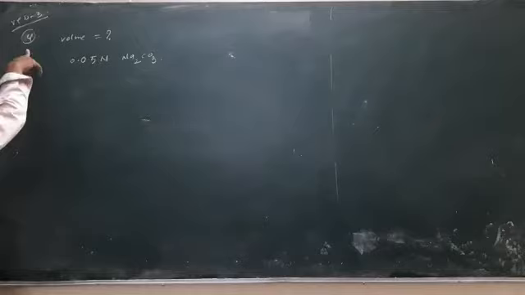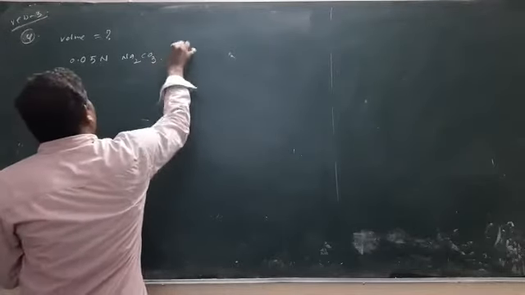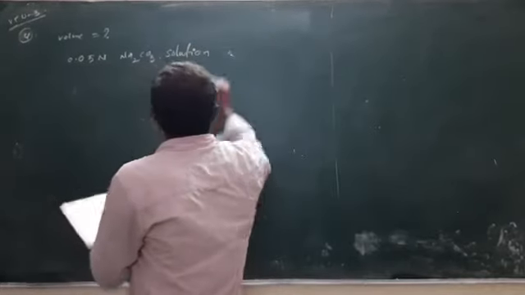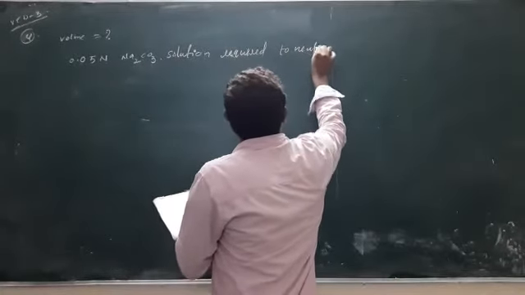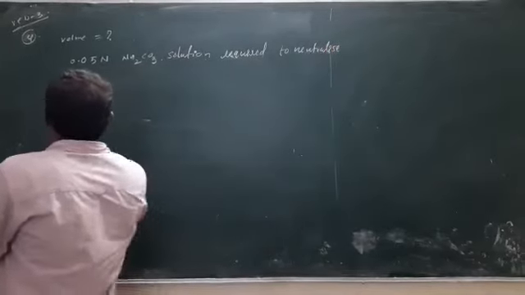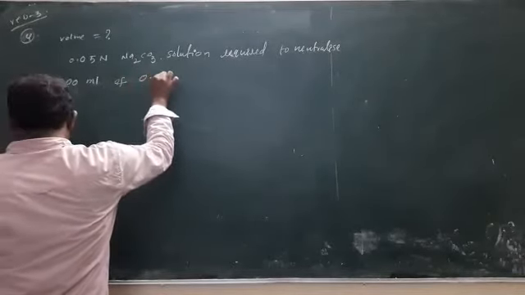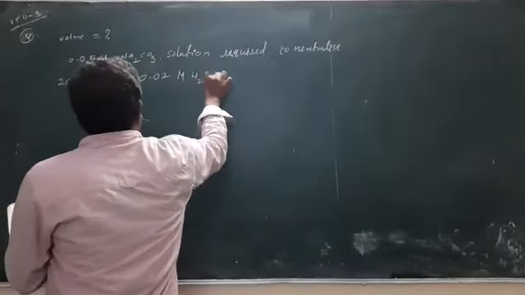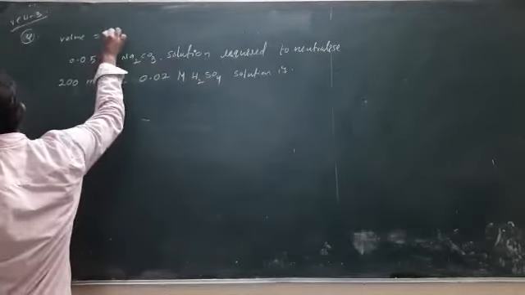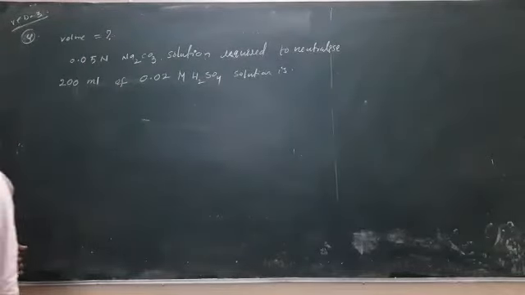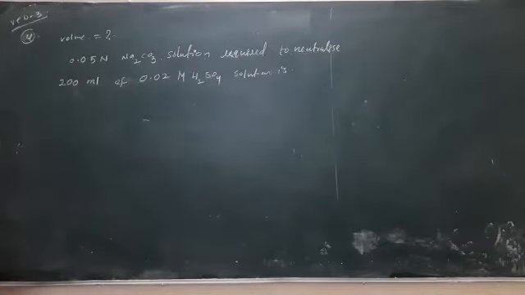Next question, fourth. The volume of 0.05 normal sodium carbonate solution required to neutralize 200 ml of 0.02 molar H2SO4 solution is the question. Now we calculate the volume of 0.05 normal sodium carbonate solution required to neutralize 200 ml of 0.02 molar H2SO4 solution.